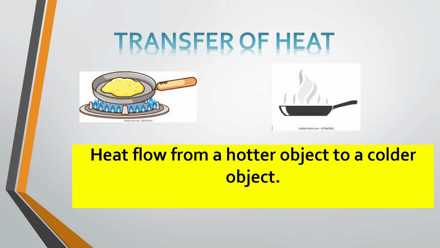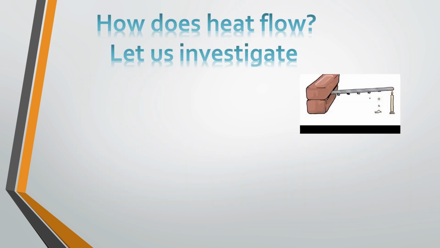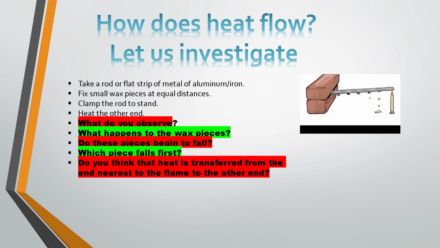Understood? Now in the next step, we study how heat flows. So how did the heat flow? Let us investigate. How will we investigate? We will do an interesting experiment, that is 4.6 of your NCERT book. In this experiment, as you can see from the figure, we take a rod and a flat strip of metal, aluminum or iron. Understood? You can see from this.